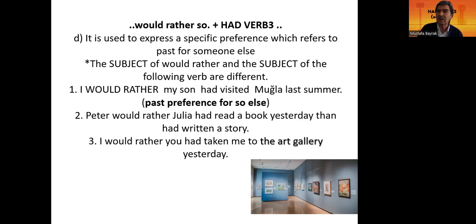Peter would rather Julia had read a book yesterday than had written a story. I would rather you had taken me to the art gallery yesterday. I would rather you had taken me to the art gallery yesterday.